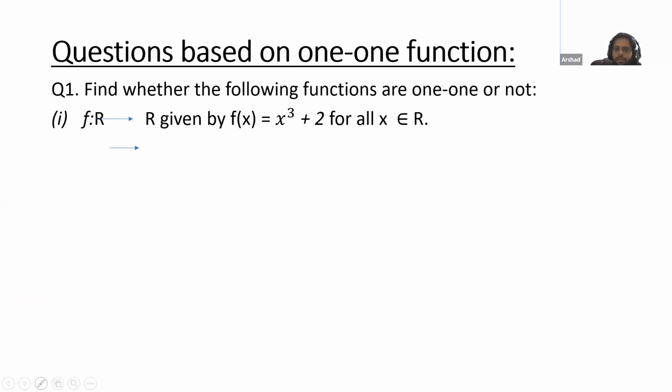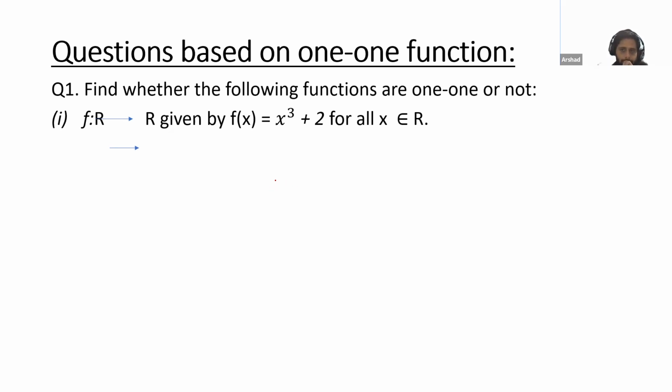So who can tell me, Abdul? Abdul, will you please tell me what is a 1-1 function? Abdul, what is a 1-1 function? Function having one and only one image, or we can say different elements have different images.